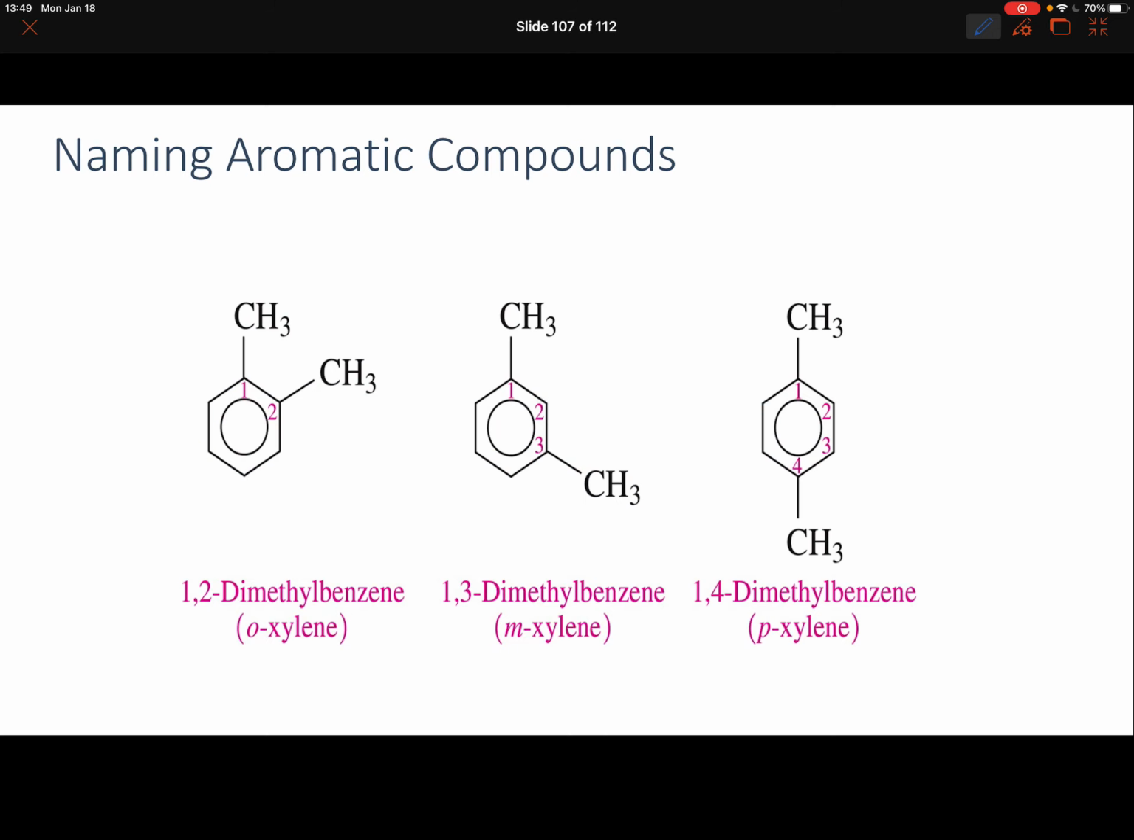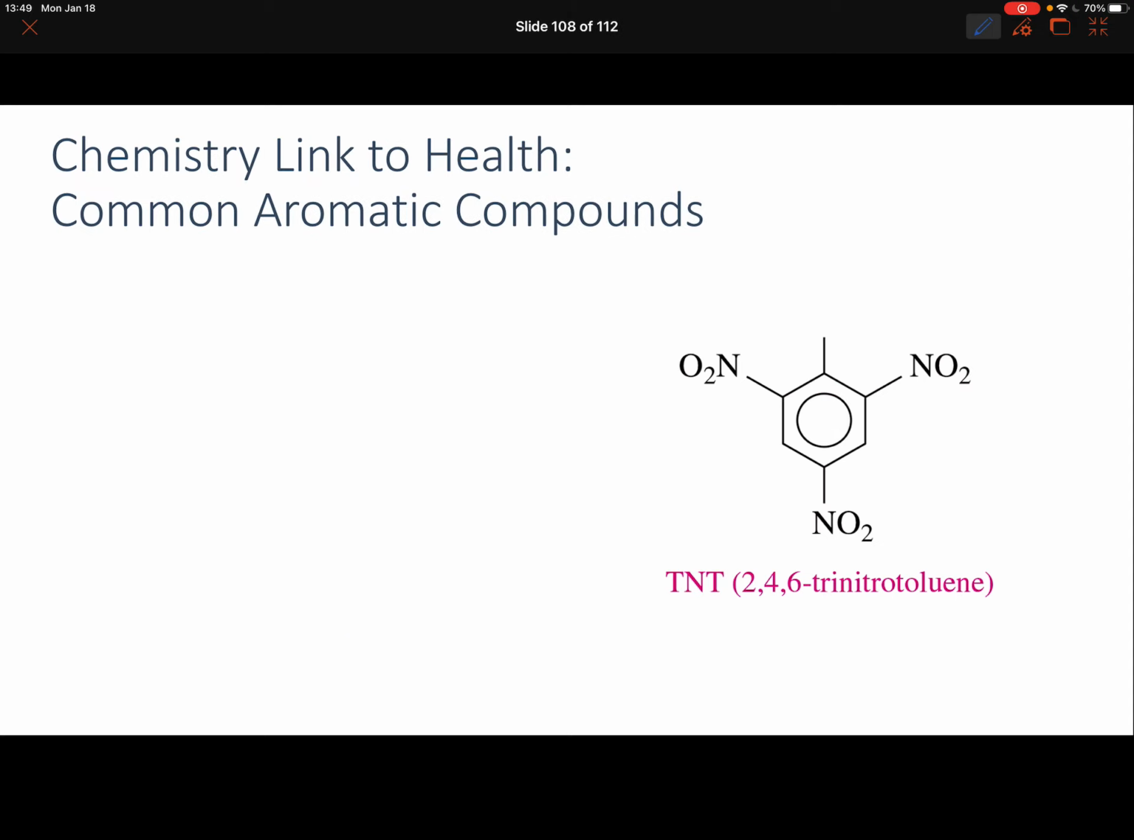There are also common names like xylene for isomers of dimethylbenzene. So a lot of aromatic compounds have common names. You don't need to worry about these common names. If 3 or more substituents are attached to benzene, then they're numbered in the direction to give the lowest set of numbers and then named alphabetically. But again, these are just examples of xylene, which is just dimethylbenzene. And you can see orthoxylene just means they're next to each other. Paraxylene means they're across from each other, and so on.